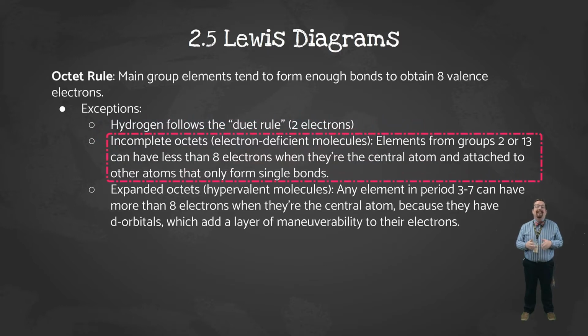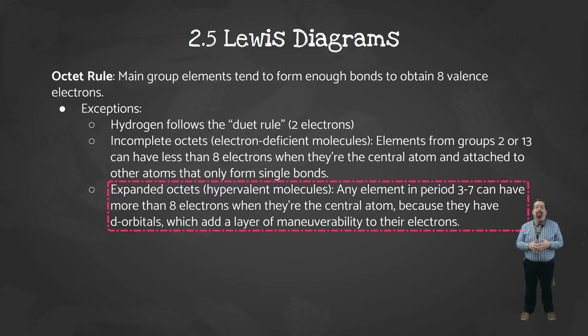Some elements can form incomplete octets, which form electron-deficient molecules. Elements in groups 2 or 13 tend to do this if they're the central atom in a covalent molecule, and if they're attached to atoms that only form single bonds. On the flip side, some elements can form expanded octets, which form hypervalent molecules. Any element that has a d orbital, so any element in period 3 or greater, can have more than 8 electrons when it's the central atom. This is because those d orbitals add a layer of maneuverability to the electrons, so some funky things can happen when these elements form bonds.